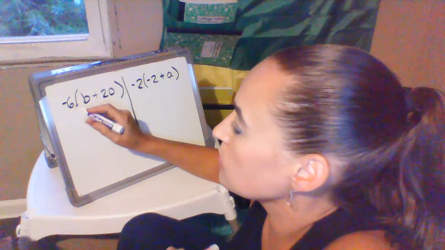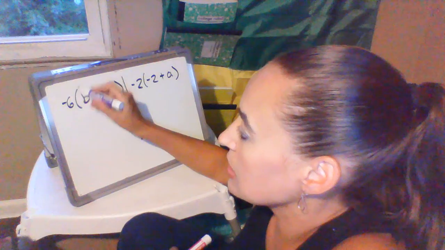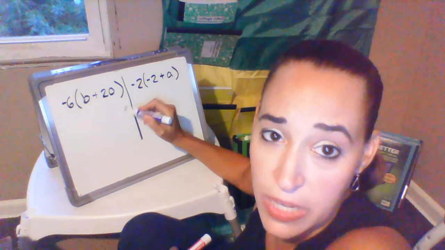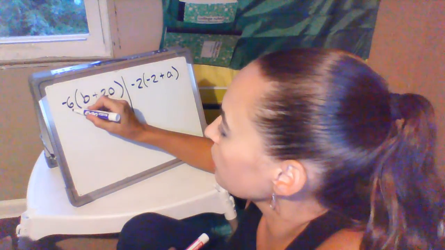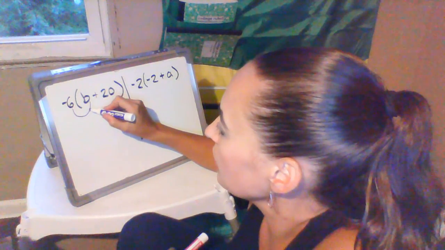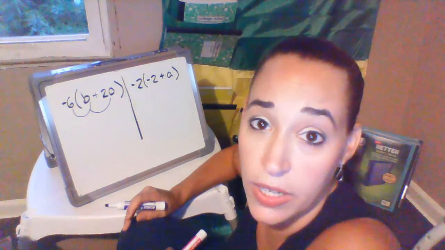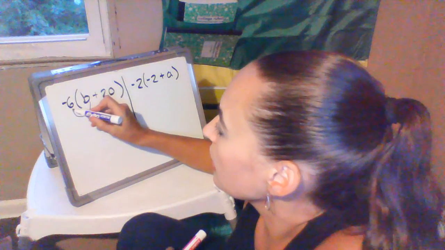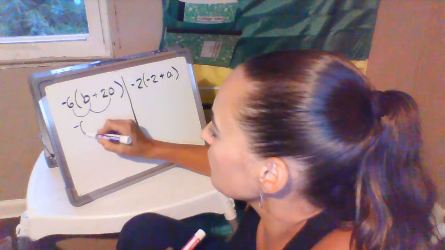All right, let's try this one. So again, the -6 is outside the parentheses, which means we have to distribute. So we're going to distribute that -6 to the b, and then we're going to distribute it to the 20, okay? So -6 times b gives me -6.